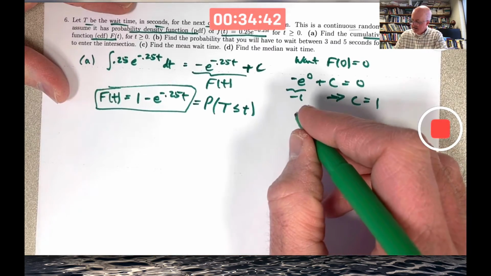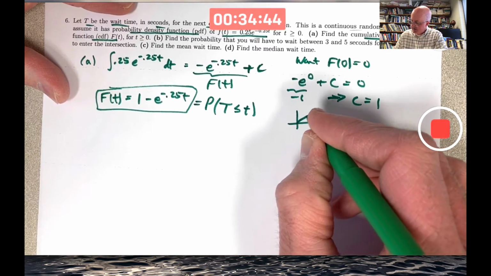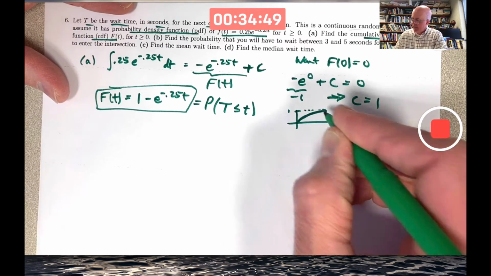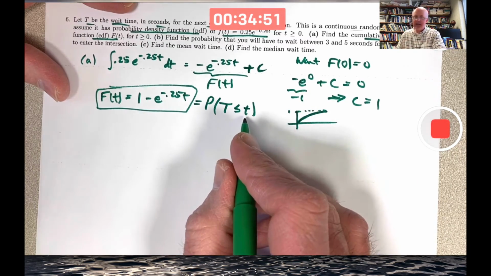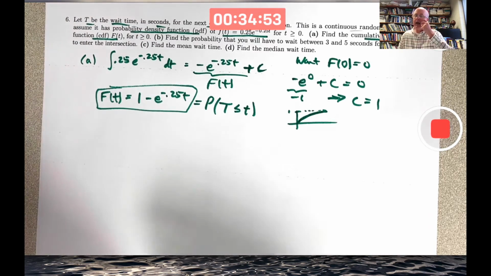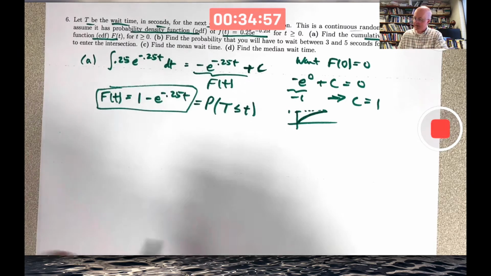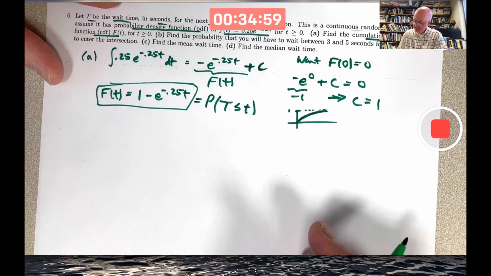It is always an increasing function, and its graph looks like this, and in fact approaches 1 as t goes to infinity. As this wait time, little t, this number you pick, gets bigger and bigger, you're almost guaranteed that the car is going to come through the intersection by that amount of time, is the idea there. Okay, that's called the cumulative distribution function.